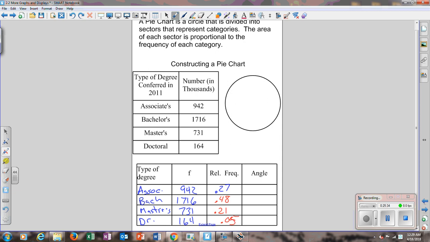Now we multiply those by 360. 0.27 times 360, which gives 97.2, or just 97. 0.48 times 360, it's 173. And 76. And lastly, 18.